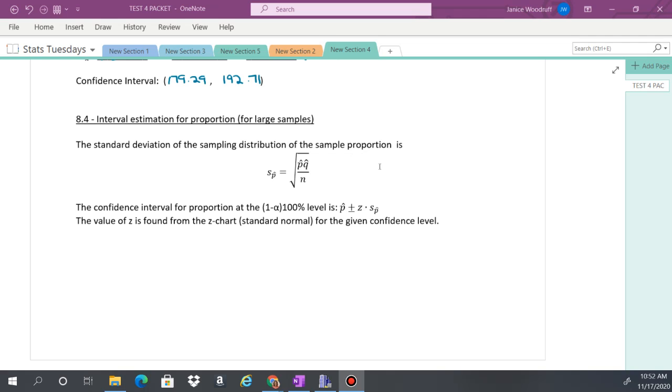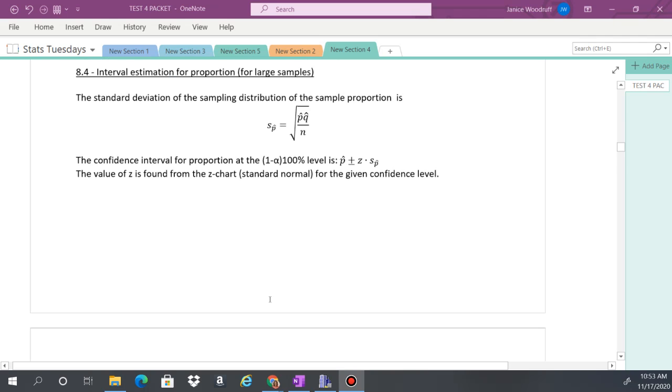Proportions, we will use the Z chart. So I know it's confusing, Z or T, Z or T. We're going to make a chart in a second here, but proportions are Z, okay?